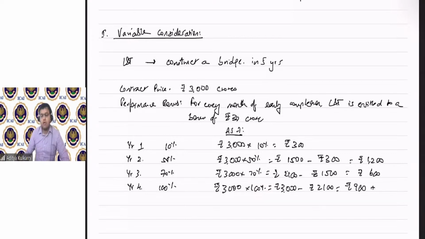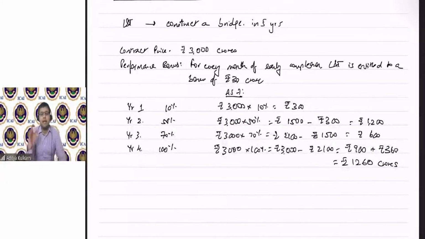Plus, we are going to get a performance bonus. Instead of 5 years, I have completed it within 4 years. So 12 months bonus, 12 into 30, that gives me rupees 360 crores. Therefore, the total revenue that you are going to recognize in the 4th year is 1,260 crores. And this is the way in which you will be booking your revenue under AS7. Are we clear with this?